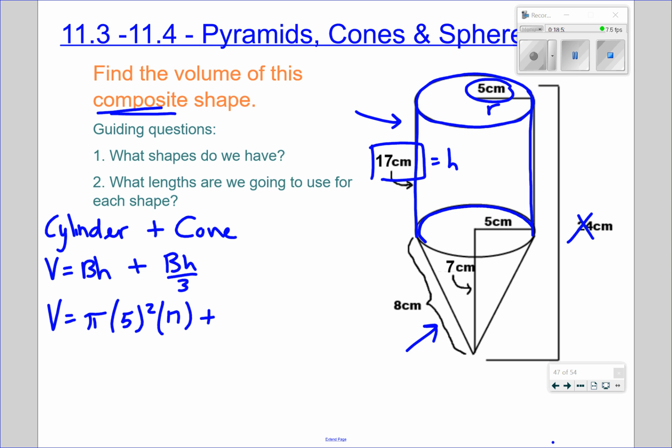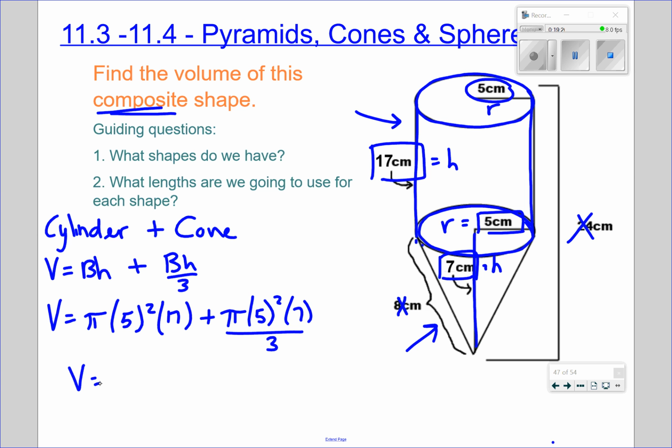Well, we know the cone has a base of a circle, so this 5 would be our radius. The height of the cone is not this 8. This 8 is the slant height. We want this actual height, so it would be this 7. So we would do area of the base, pi times 5 squared, times our height of 7, all divided by 3. So our total volume here, 5 squared is 25.